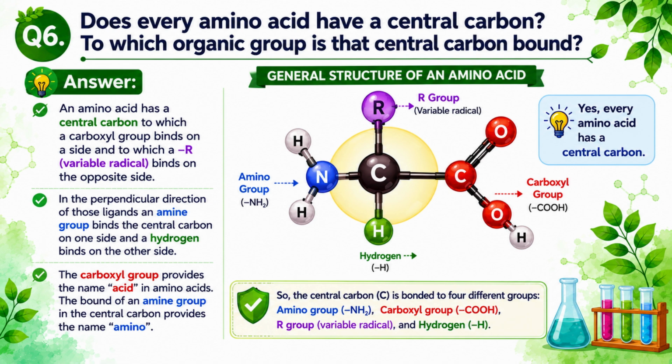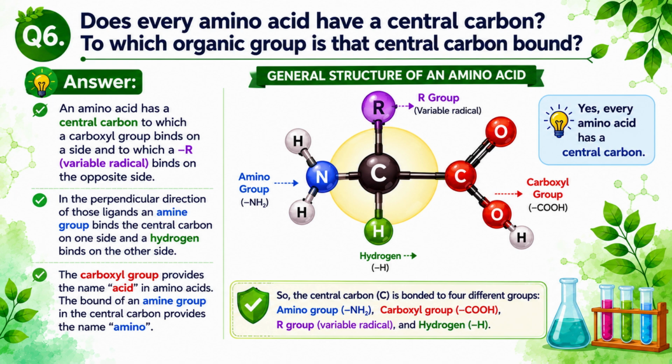Question number 6. Does every amino acid have a central carbon? To which organic group is that central carbon bound? Answer. An amino acid has a central carbon to which a carboxyl group binds on a side and to which an R, variable radical, binds on the opposite side. In the perpendicular direction of those ligands, an amine group binds the central carbon on one side and a hydrogen binds on the other side.